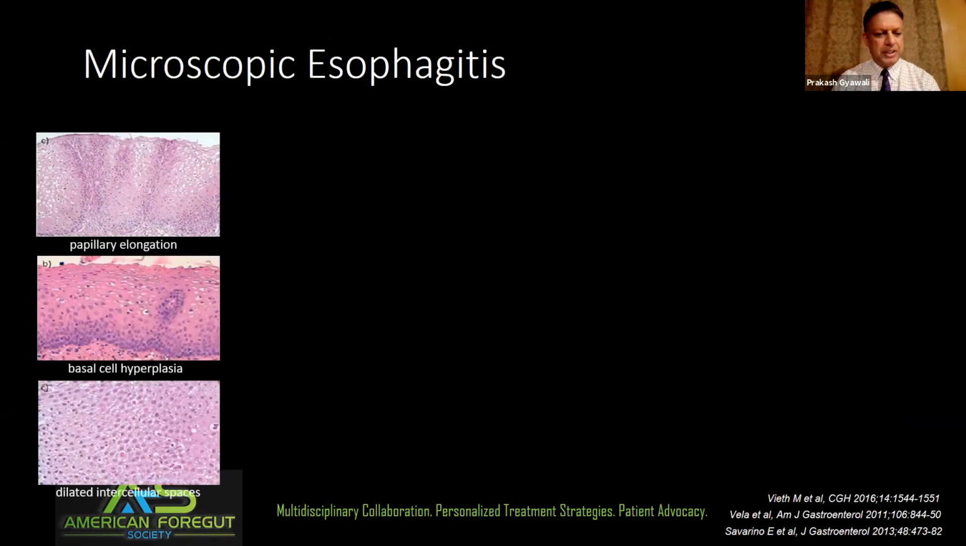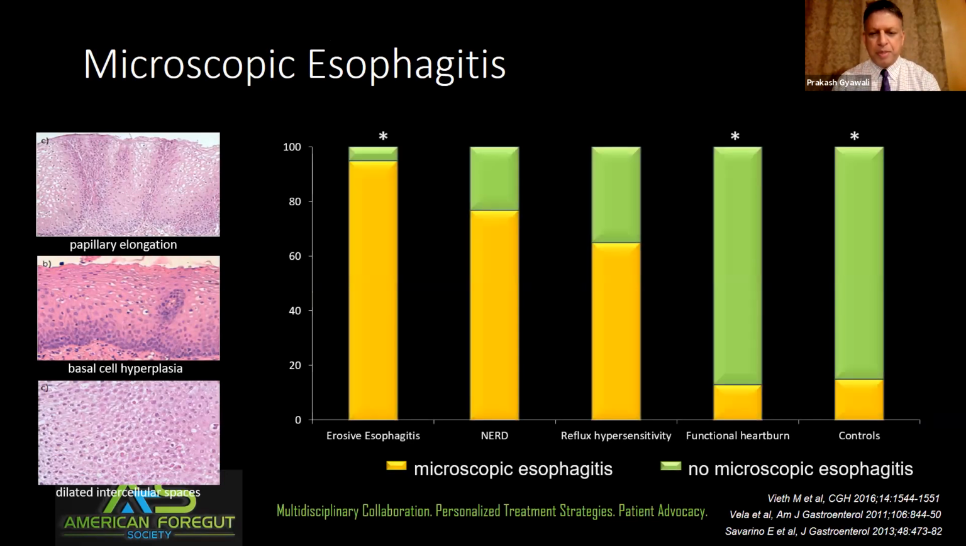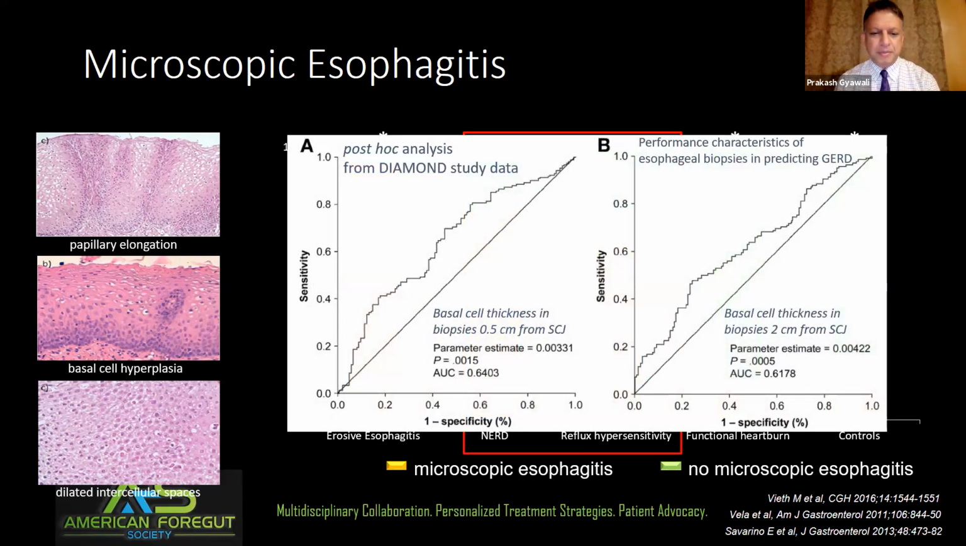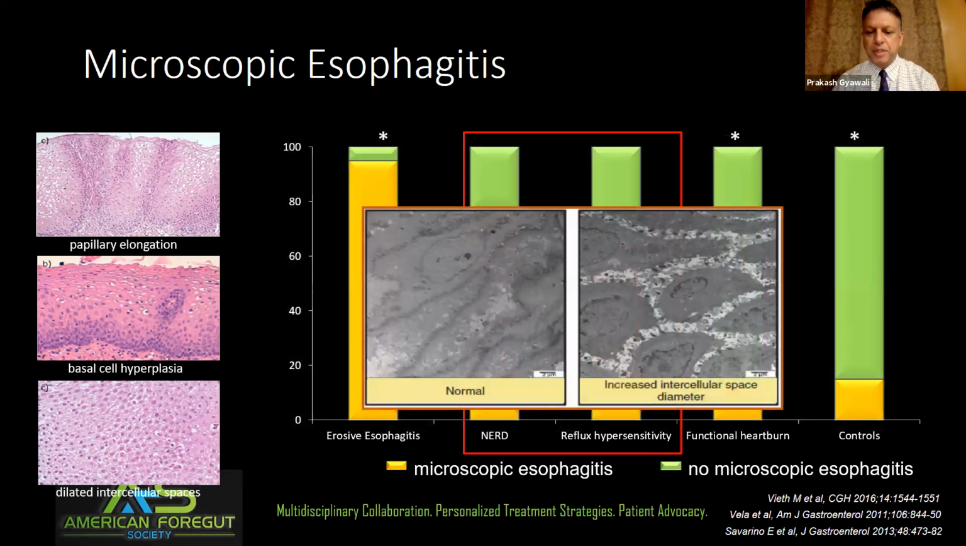What about biopsies? So you can have several reflux findings on biopsy, but the problem with biopsy is you can differentiate erosive esophagitis from functional heartburn very easily. But the two conditions in the middle here, non-erosive reflux disease and reflux hypersensitivity, are very difficult to differentiate just on biopsy alone. And indeed, from the Diamond study, biopsies both at just above the squamocolumnar junction and 2 centimeters above the squamocolumnar junction, they just had modest performance characteristics in predicting GERD defined on pH monitoring.